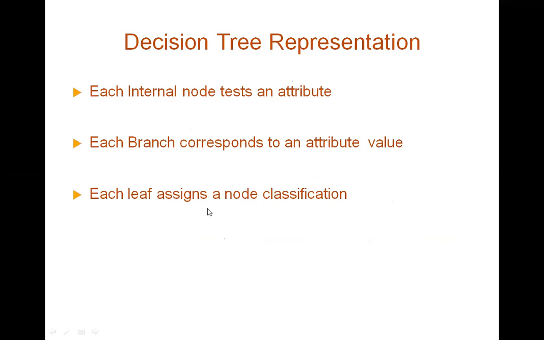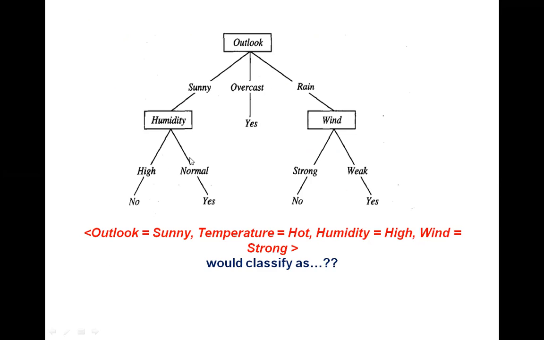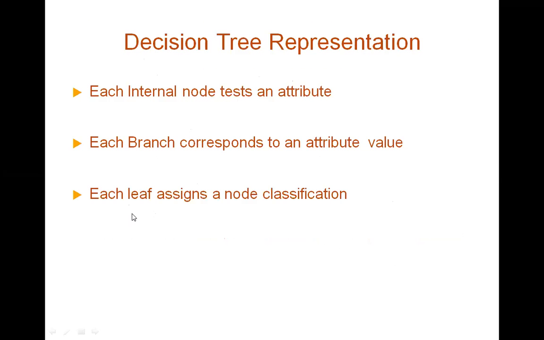Each leaf assigns a classification. So a final leaf means ending. Okay, if you have a leaf, it will give us the final classification. Outlook is overcast, then play tennis is yes. So a leaf will represent the final classification, yes or no. Is it clear? So a decision tree is represented based on this.